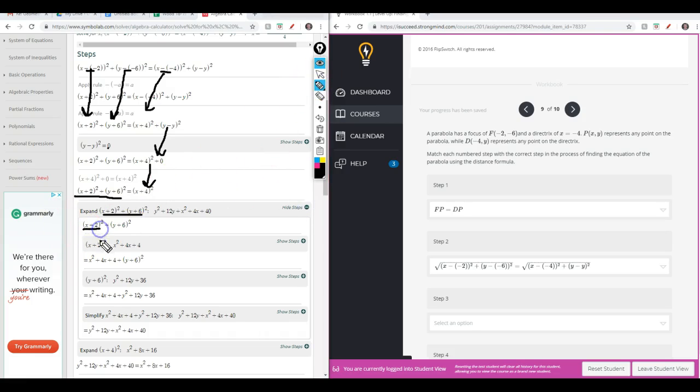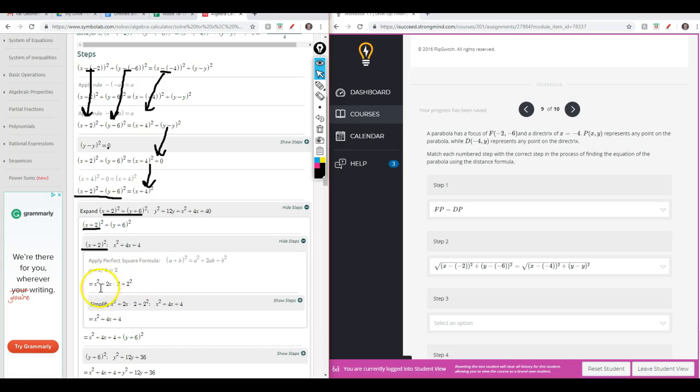This first part, x plus 2 being squared, does expand out to be x squared plus 4x plus 4, and here's the explanation of that. Again, a is the very first position in the binomial and b is the second position. So a is x and b is 2, and then you would substitute it in right there. And so we would end up with x squared plus 4x plus 4 for this part.